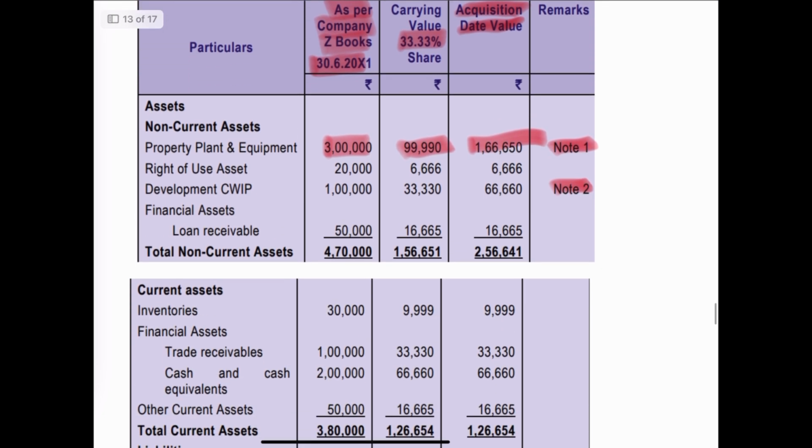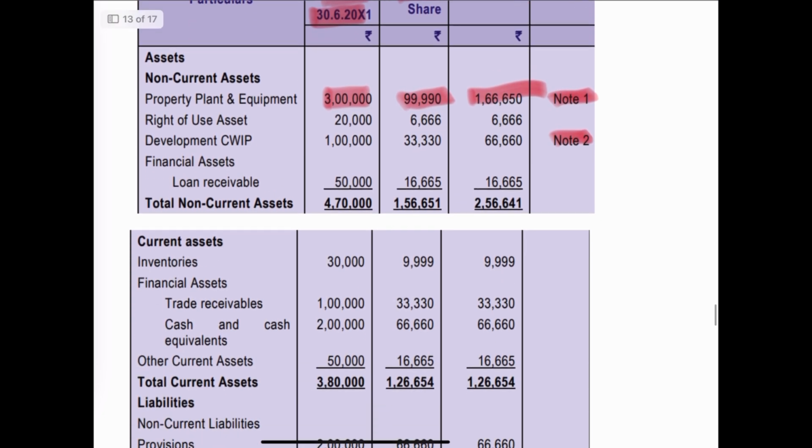Right. So similarly, you can see all other assets as well. So I'll go to the CWIP. So 100,000 is the book value. So 33.33% comes to 33,330, which is the carrying value allocated to company X.